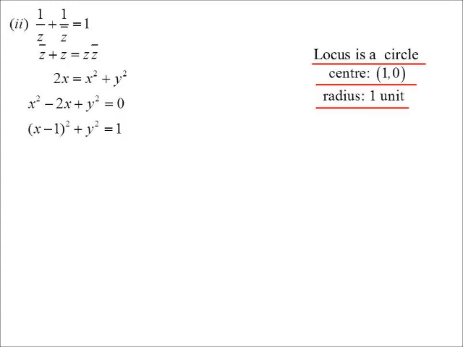It looks like it's another circle. Once I see that x squared and y squared coefficients are the same, I now go to circle. Let's play around with it. Move the 2x over. This time I do have to complete the square. So it becomes (x minus 1) all squared plus y squared is equal to 1. So the locus is a circle, centre 1, 0, radius of 1.